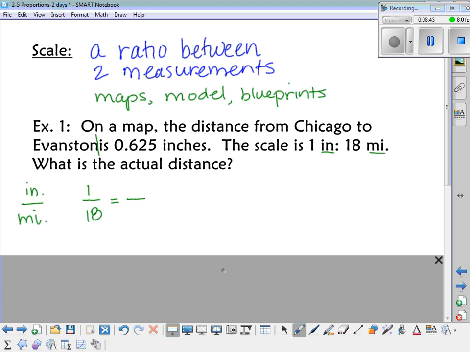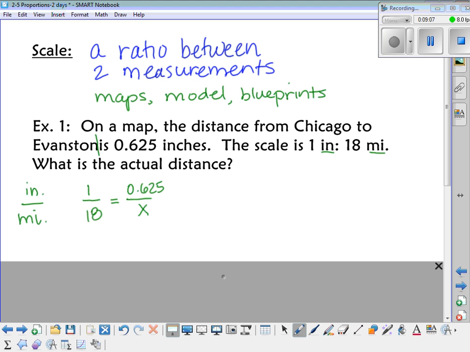And now, did they give me the inches or the miles? They gave me the inches. The inches go on top, so I put 0.625 on top, and I put my x on the bottom because that's what I'm actually trying to find out. So now I cross multiply. So 1 times x, that just gives me x equals 18 times 0.625. So we'll do 18 times 0.625 over here.